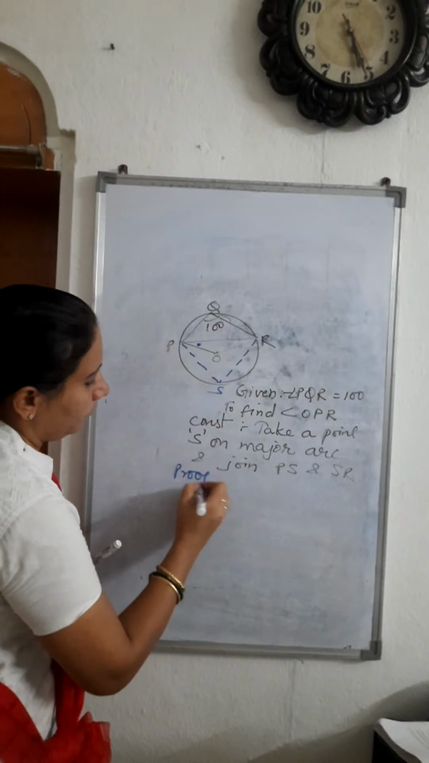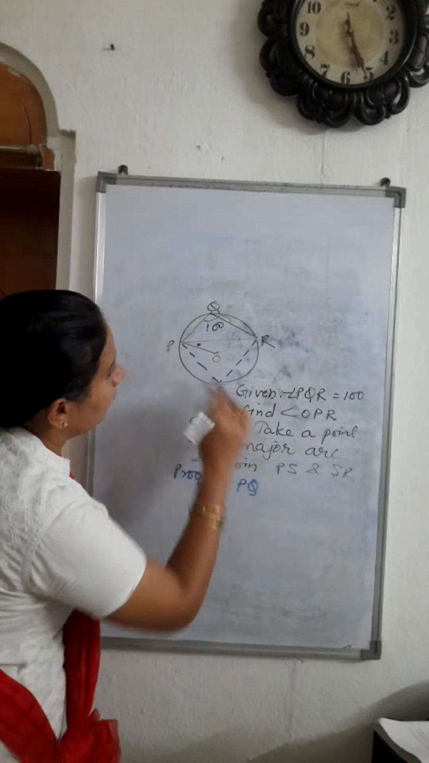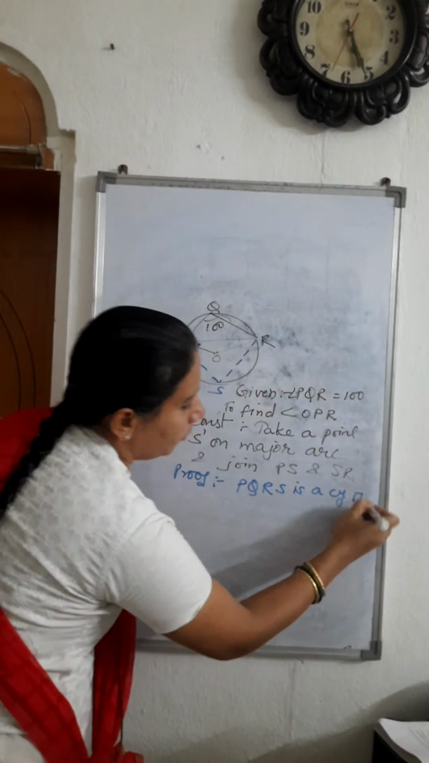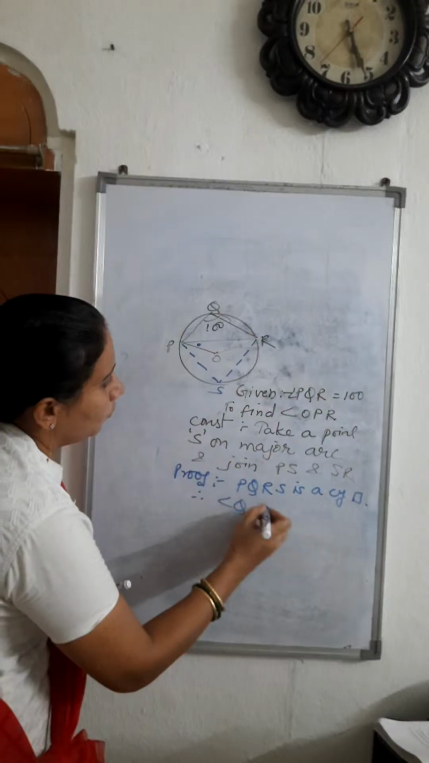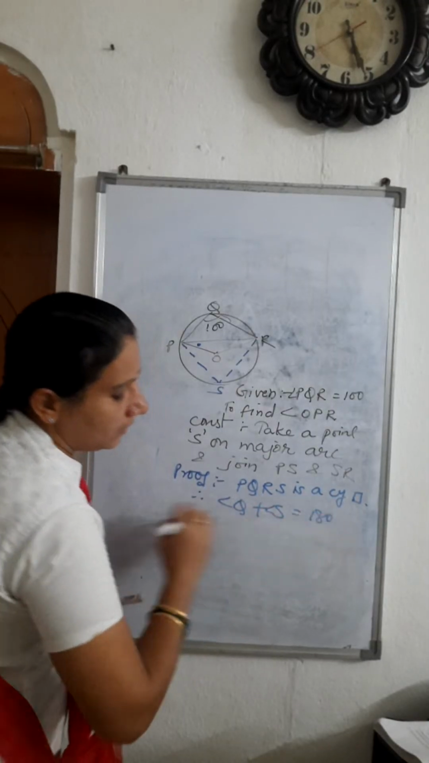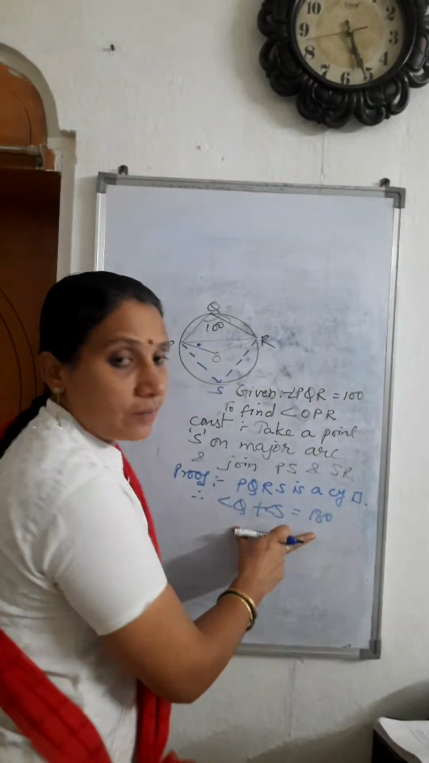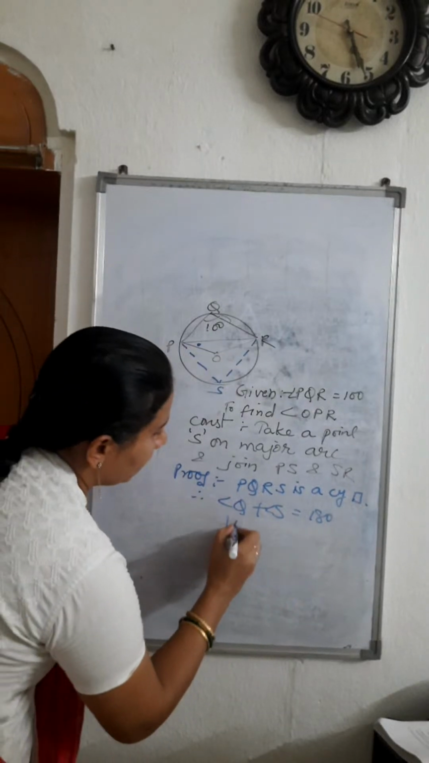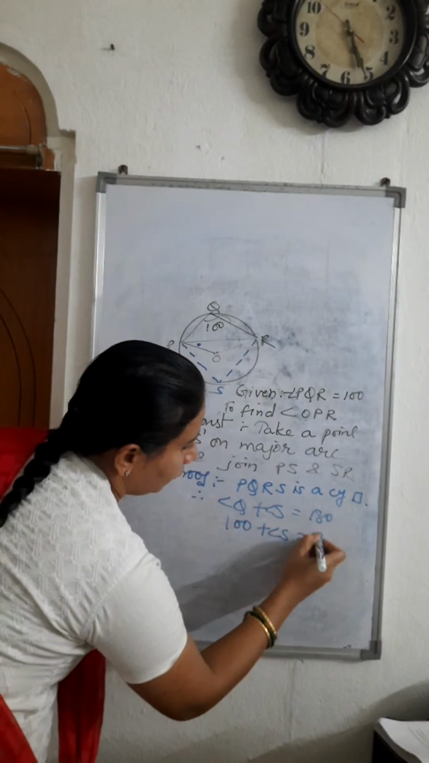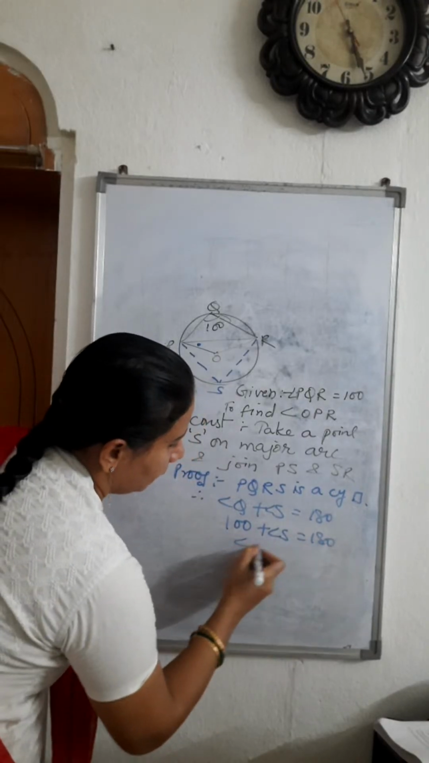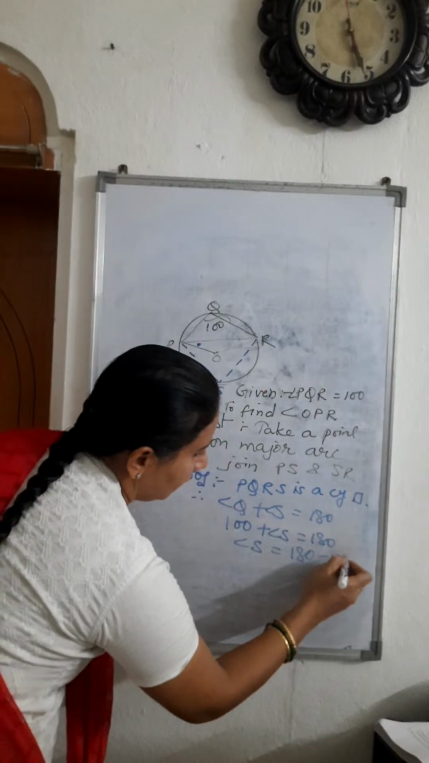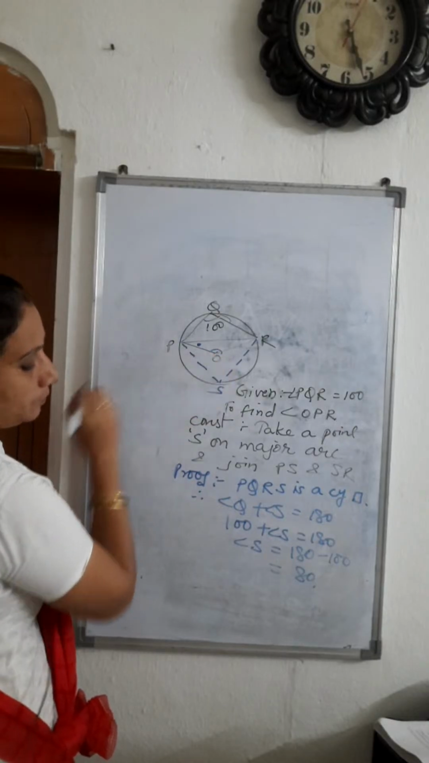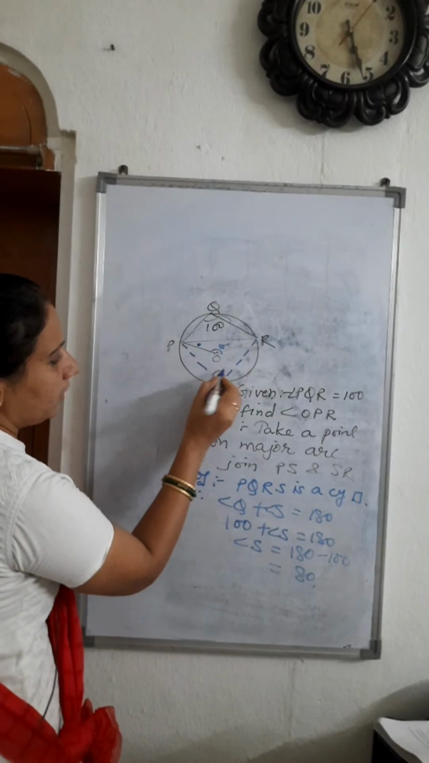In proof, PQRS is a cyclic quadrilateral. Therefore, angle Q plus angle S is 180. The same property I am not writing again and again. You have to use that property that opposite angles are supplementary. So here angle Q is given 100. To find S, subtract 100. So angle S is 180 minus 100. We got this to be 80. Now you can see here, this angle we got as 80.